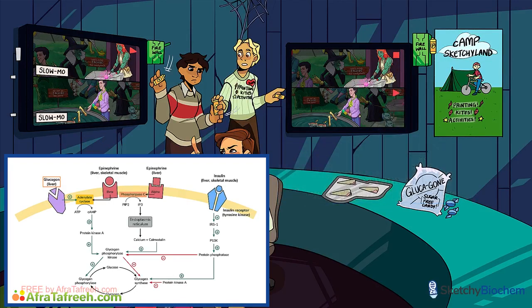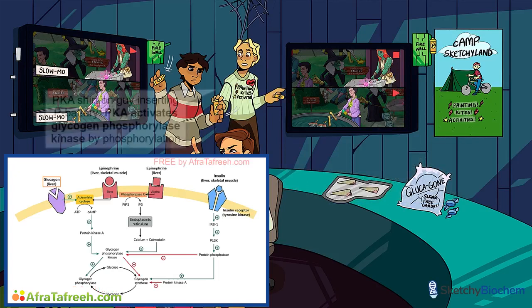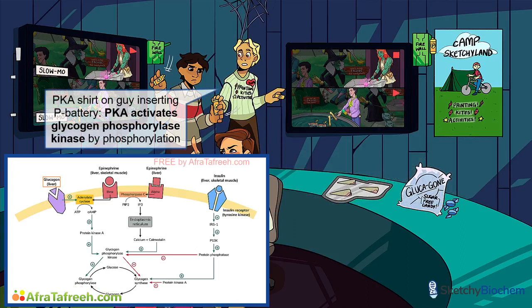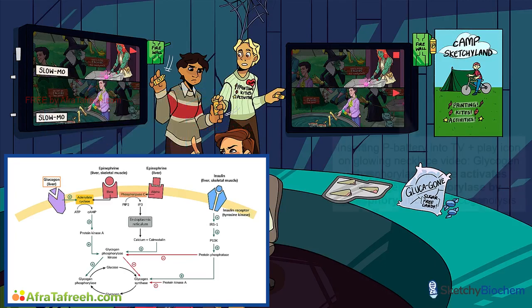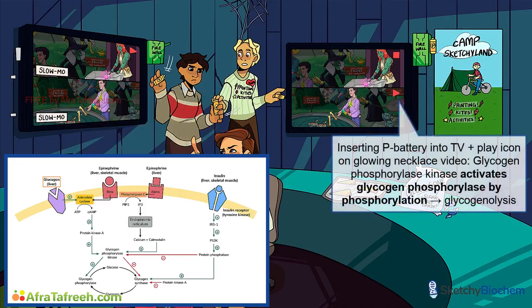Second, protein kinase A activates glycogen phosphorylase kinase by phosphorylation. Remember that guy earlier getting harassed by the Fed? Yeah, he's glycogen phosphorylase kinase, and he loves PKA so much that he's wearing it as a shirt. It's just what gets him going in the morning. Okay, this one's a tongue twister. Ready? Through phosphorylation, glycogen phosphorylase kinase activates glycogen phosphorylase, which is the enzyme that starts the breakdown of glycogen.